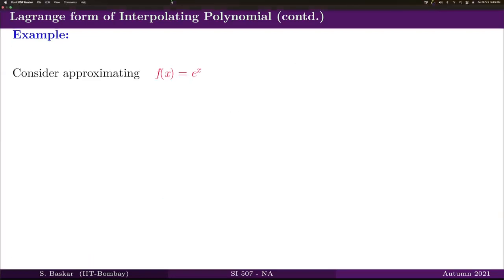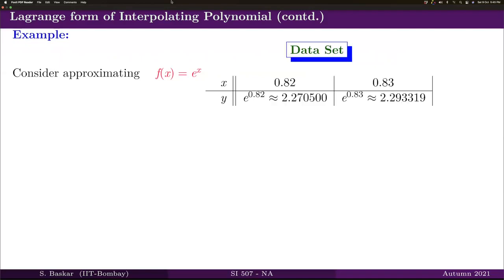Let us take an example. If you recall, in the last class, we intentionally gave a bad example where the idea of interpolating polynomial doesn't work well. But now we will take an example where it works well. Let us take the function f of x equal to e power x and take 2 points in our data set, x0, x1, and thereby we will get the polynomial of degree 1. Let us use the Lagrange form to construct this polynomial.